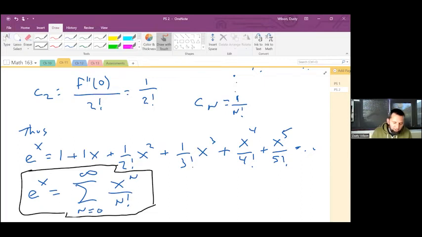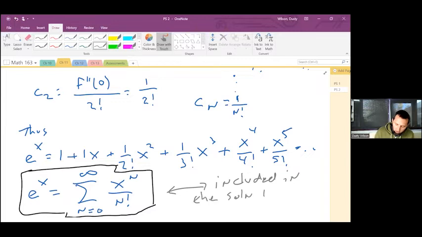This particular series may be familiar to you. If you're paying attention, you might remember this was actually also included in our differential equation solution, in the solution to f of x equals f prime of x.